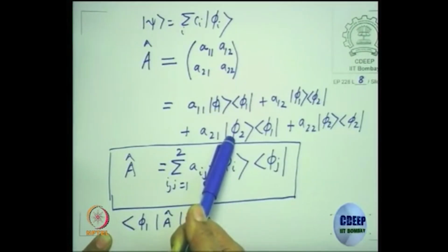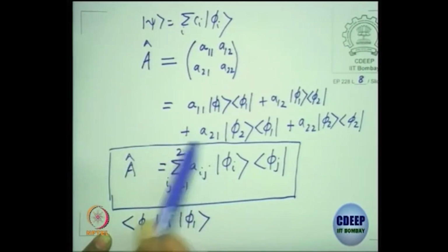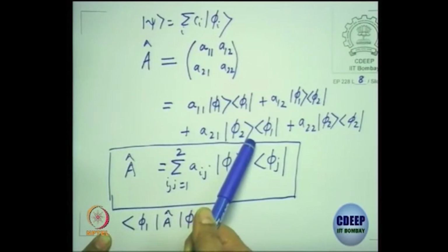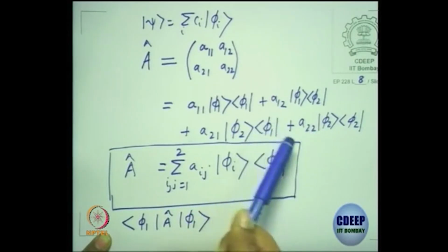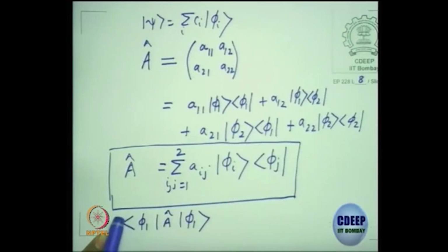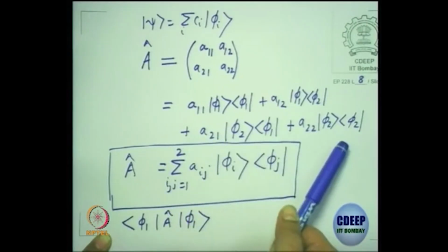Third term will be 0 by the orthonormal property, right? The inner product of phi 1 with phi 2, if I operate, is 0. Similarly, phi 1, phi 2 is 0. So these 2 terms will be 0 by putting the bra vector phi 1 on both sides. This is going to be 0, these 2 terms.